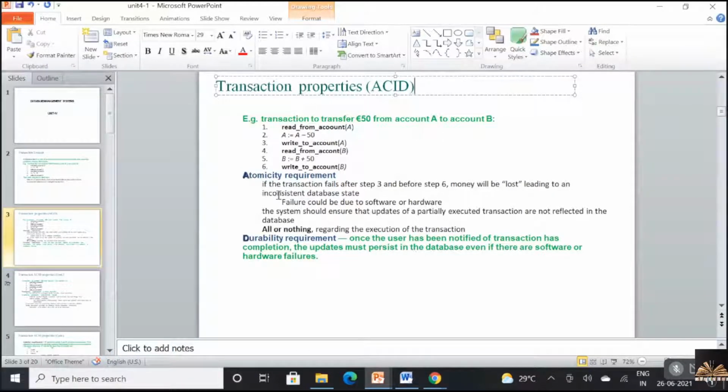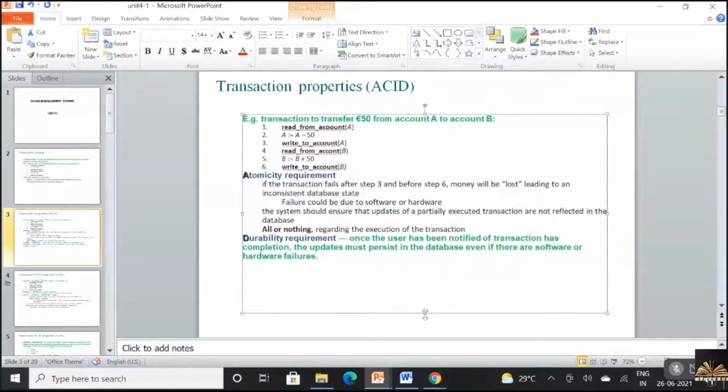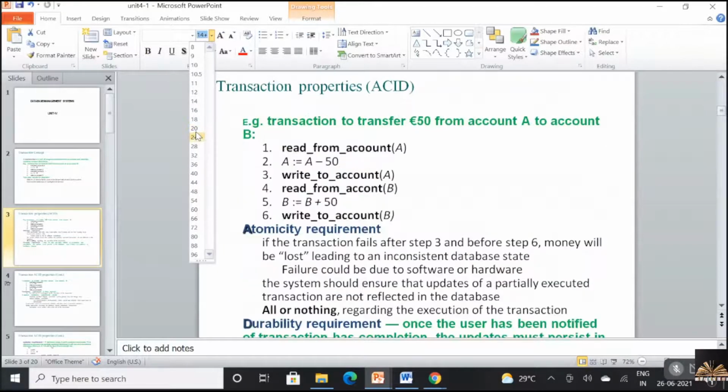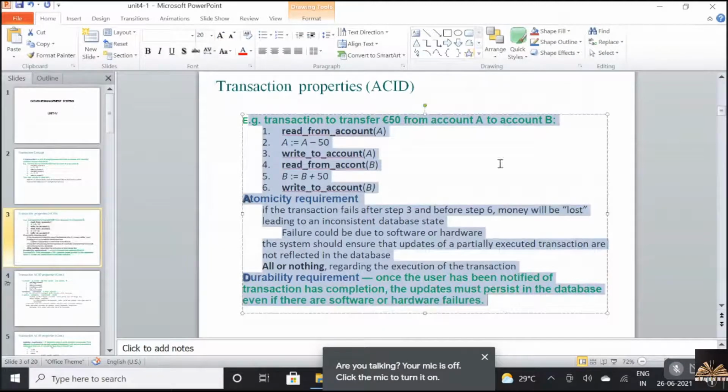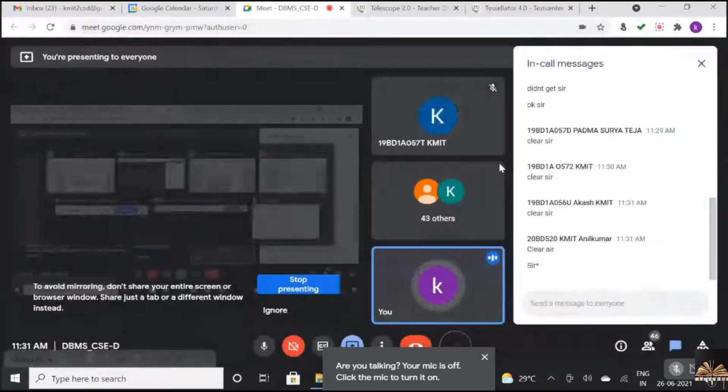I hope you can see the example clearly. I think the size is small. Okay, is it clear? All of you, are you able to read?